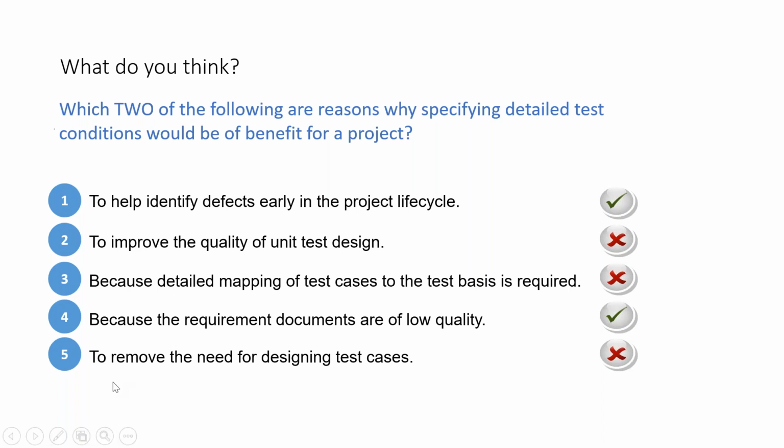Actually, only two is basically because the requirement documents are of low quality and to help identify defects early in the project life cycle. Okay, so if you are a little bit confused about this, what you have to do is go back to these test conditions and level of detail. There are two things, factors and benefits, and advantages and disadvantages of doing both. So questions will come in those kind of sections of syllabus, and be as clear in your mind as possible, so that again these are 1 mark questions, so you are not going wrong.